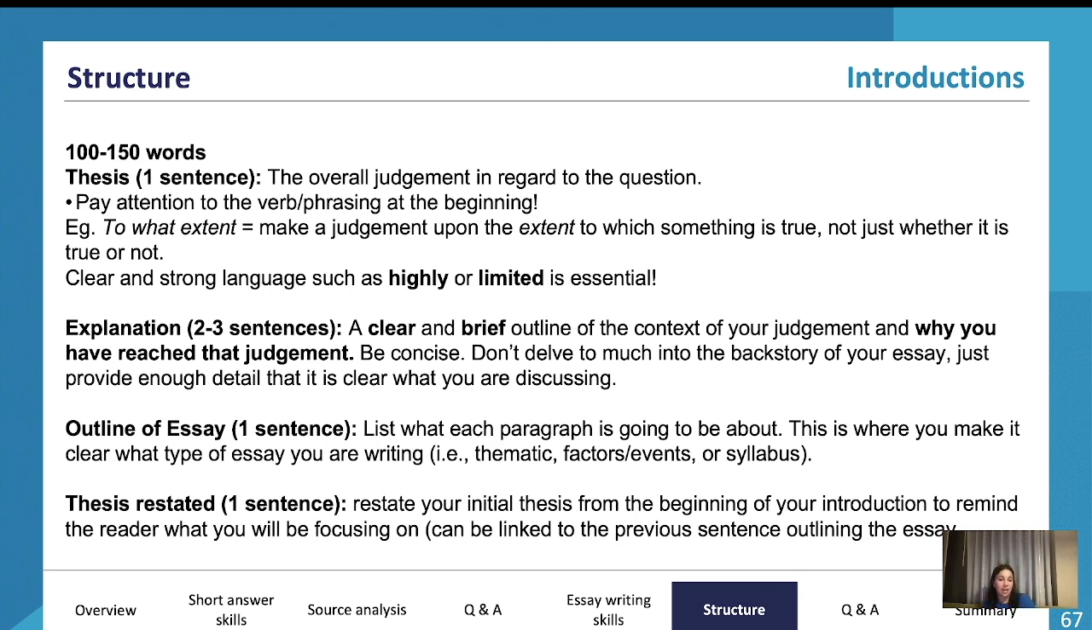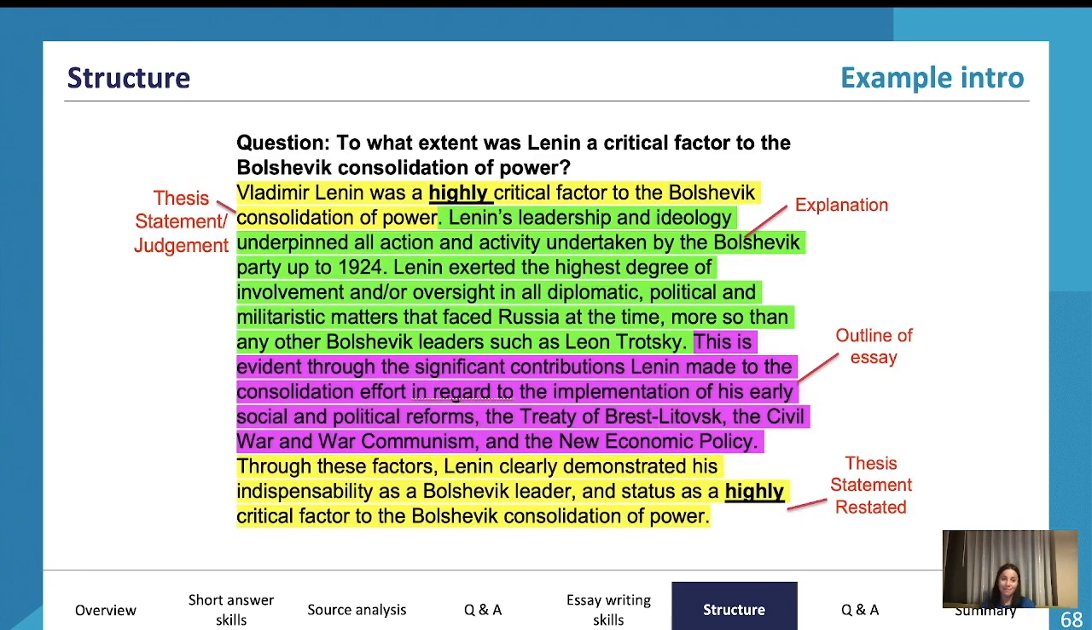Then you want an outline of the essay where you're listing what each paragraph is going to be about. And this is where you can make it really clear whether you're doing a thematic, factor, event, or syllabus essay, which are the ones that we just looked at. And then you've got your thesis restated. So to explain that, here we go.